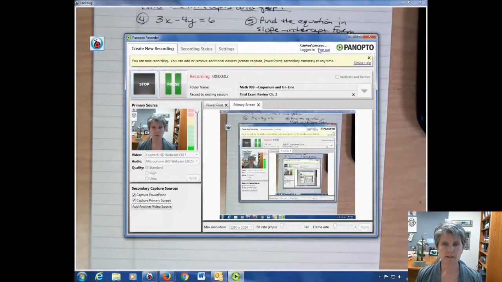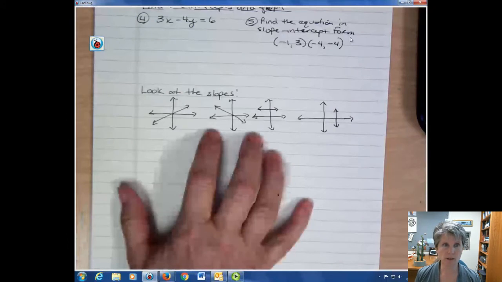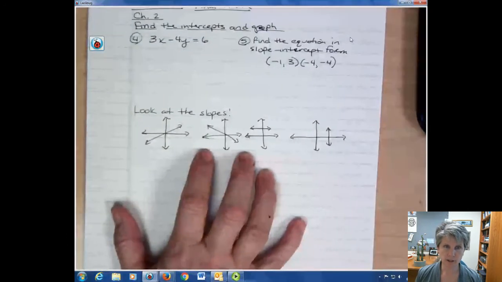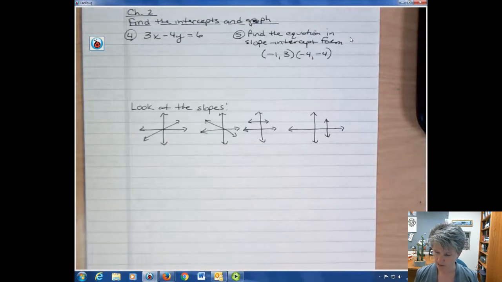Hi, I'm doing the final exam review, and right now we're looking at chapter 2, which doesn't have a lot in it, but there's a couple of things. One, we're looking at linear equations here, and linear equations are something that you're supposed to have had in previous classes. That's why we don't spend a ton of time on it.